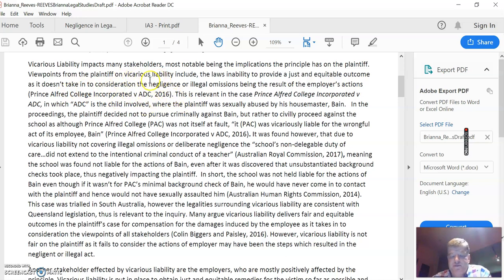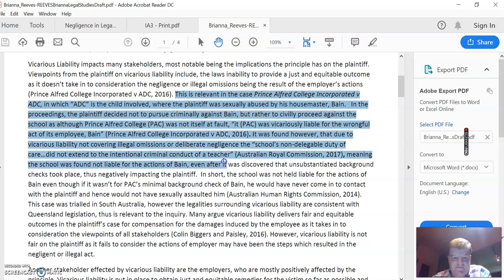They're writing it from the perspective of the plaintiff, the person bringing the complaint. They're saying this isn't working well. So here's where they start talking about the case. So this is in the relevant case of Prince Alfred College versus ADC. So ADC was the child involved, where the plaintiff was sexually abused by his housemaster, boarding housemaster.